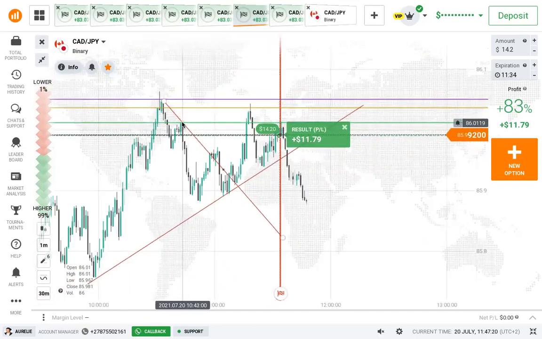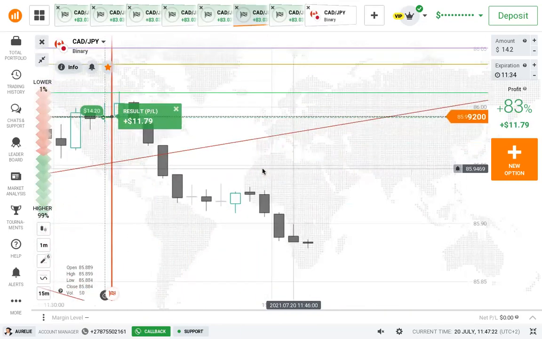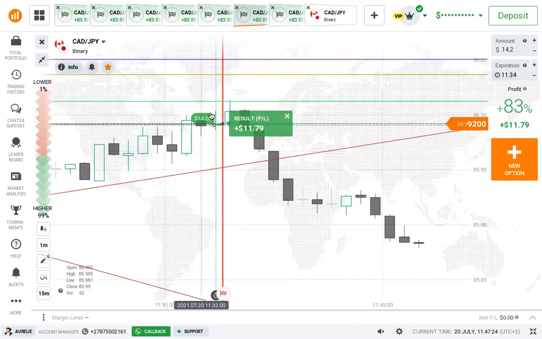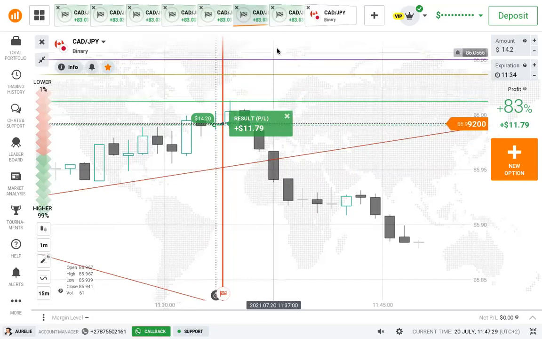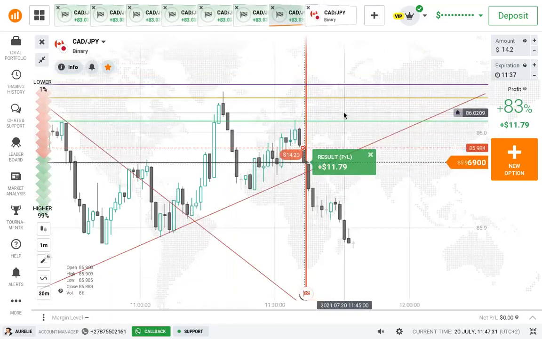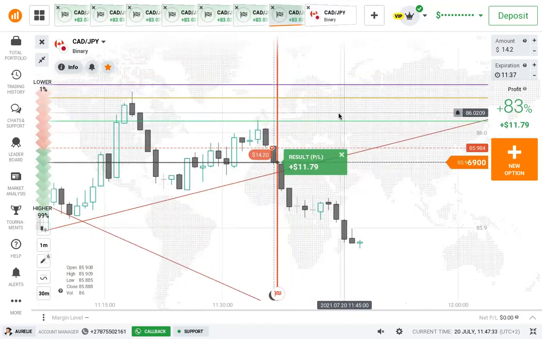I saw this resistance. So now I was like, there's still a gap in the market. There's still a gap for the buyers to continue. So I placed buy, and then it went up just like that, guys. Then this is my last trade of the day.